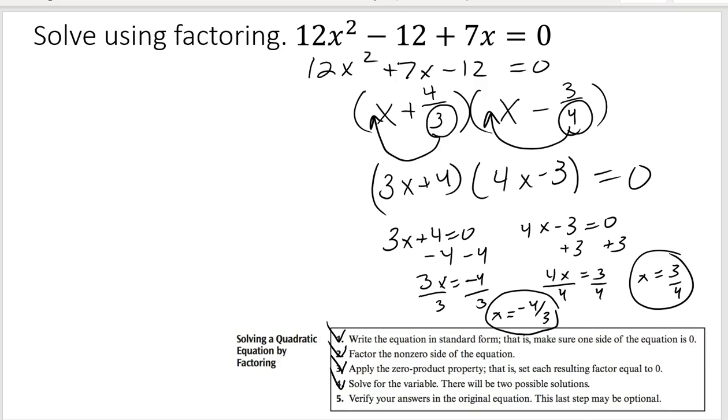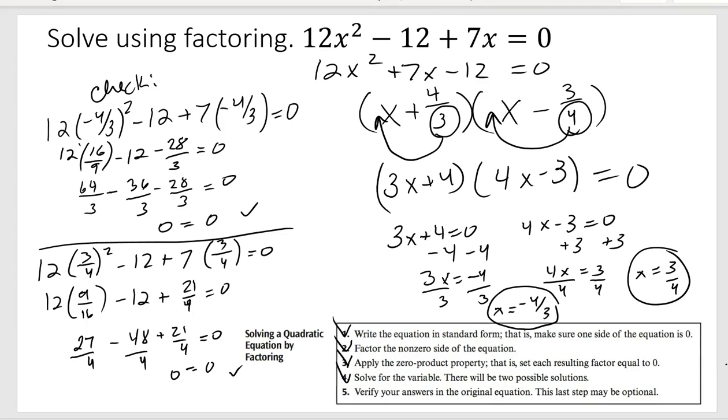And I get x is equal to negative 4/3 and x is equal to 3/4. Our last step is just to check our answers, and it says this could be optional. But if you want to make sure you're right, you're going to always want to check your answer. I checked both my solutions, and both made true statements, so they are correct.